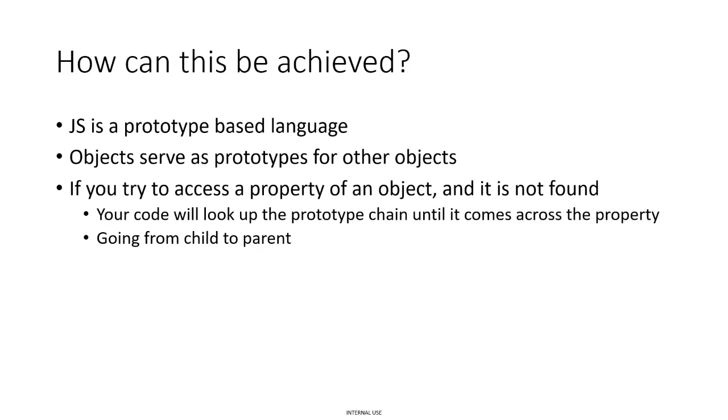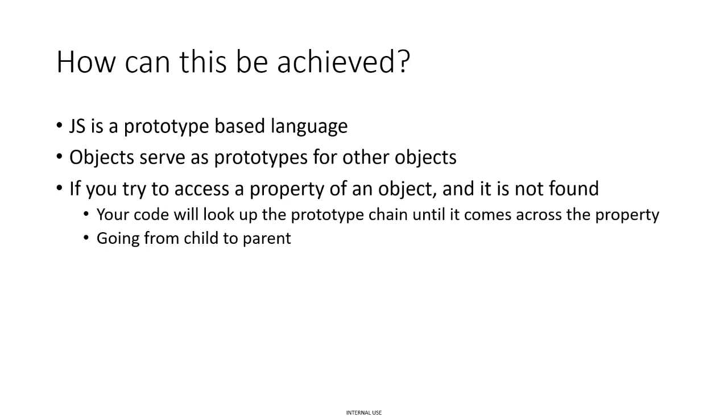So how can this be achieved? Well, JavaScript is a prototype-based language, and objects serve as prototypes for other objects. So everything in JS goes back to a prototype, whereas in Java, everything inherits from the Object class. So in JavaScript, there's something called prototype chaining, or I don't know if that's exactly what it's called, but that's kind of what I'm calling it.